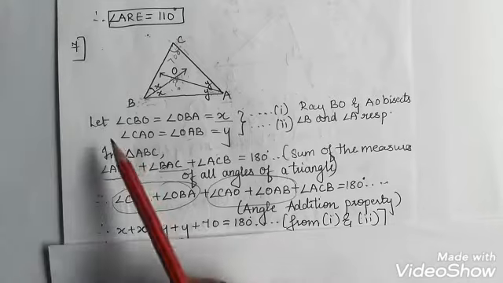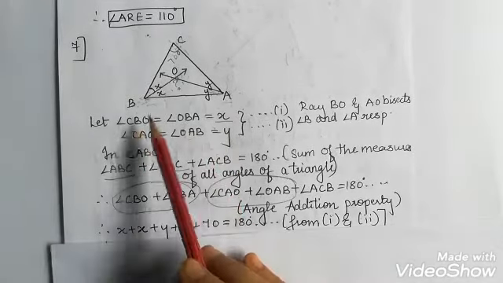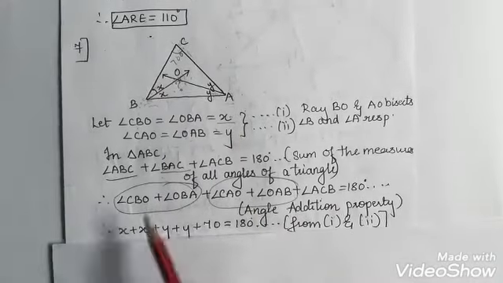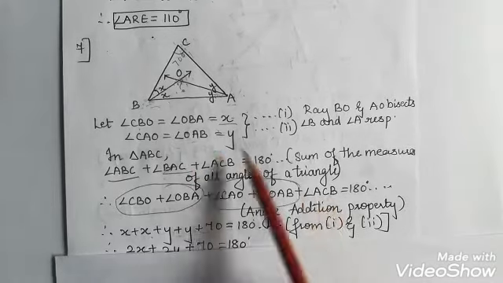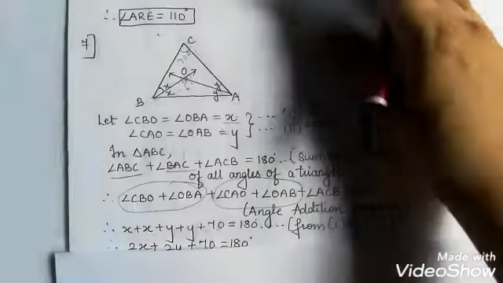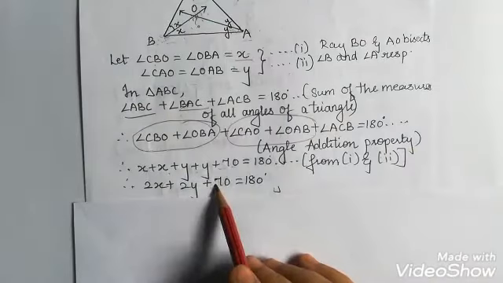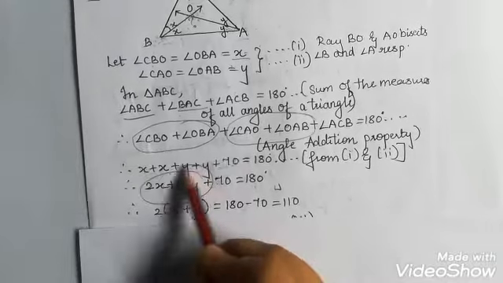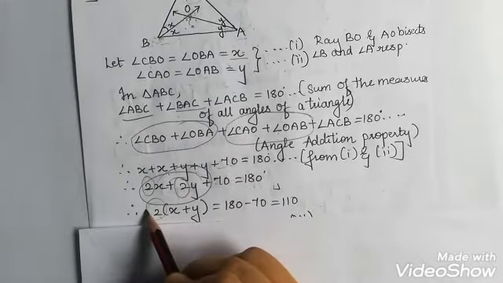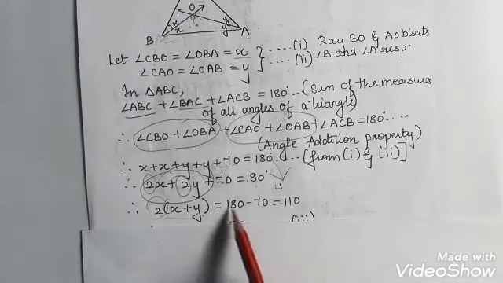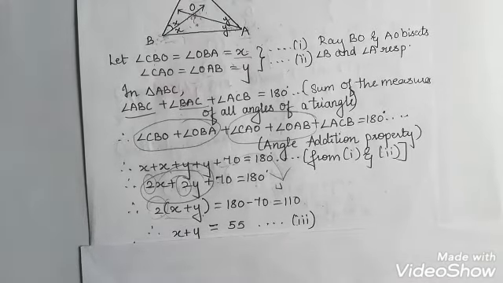Next, we have assumed the angles as x and y. So angle CBO and angle OBA is x, so x plus x, and the next is y plus y. Now this angle C is given to us as 70. So 2x plus 2y plus 70 is 180. From the 2x and 2y I can take 2 common outside, so what is left is x plus y. And this 70 I shift to that side: 180 minus 70 is equal to 110. Therefore 2 times x plus y is 110.